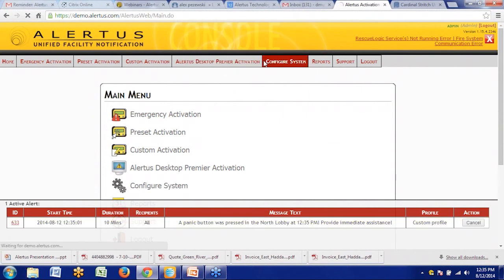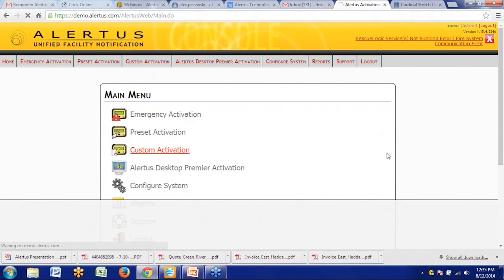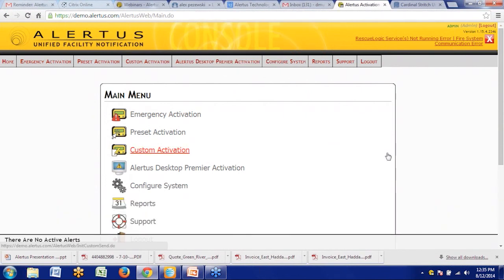So I'm going to go ahead and cancel that out. Standard procedures, I'm sure, for you would be to do an all clear. We'll do that with one of the last activations. The standard would be an all clear so that the emergency is averted, people know that the emergency is complete, and to move on with their day. So that was the hardwired panic button.